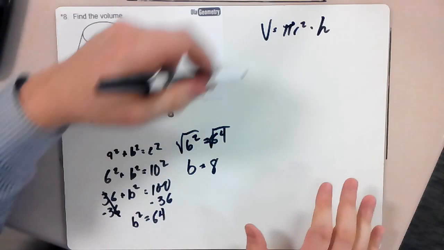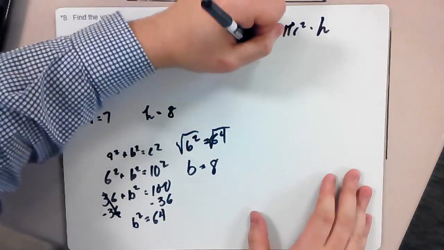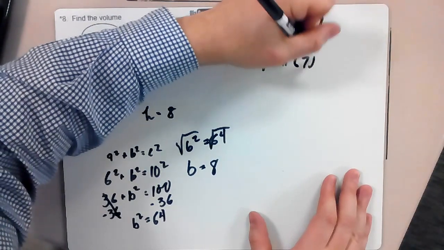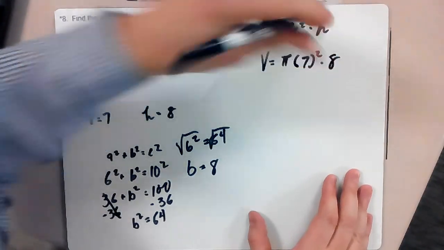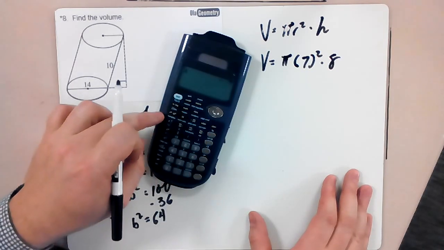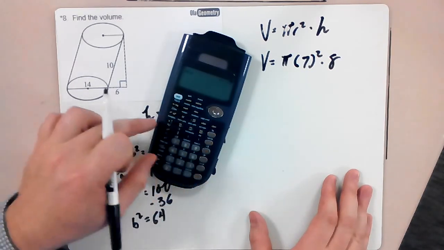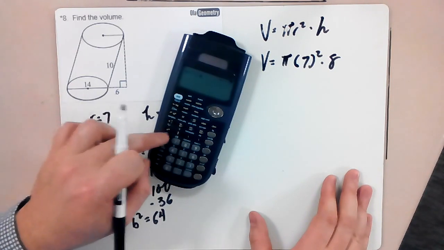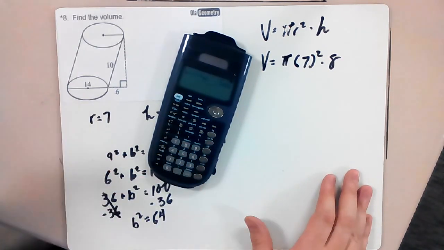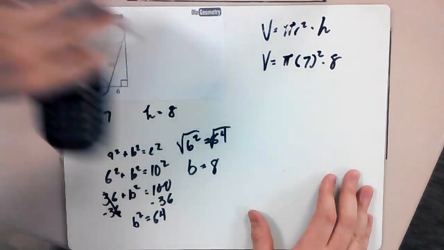Now what I could do is plug that right into my volume formula, and I do that with the calculator. So pi times 7 squared times 8 gives me 392 pi.